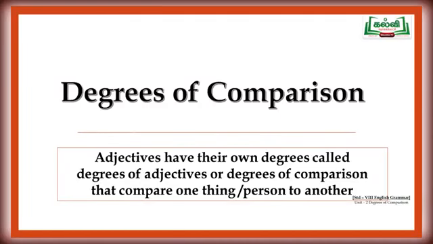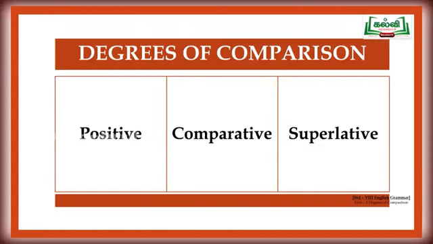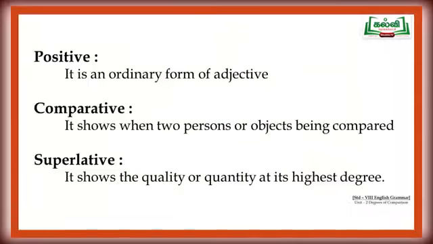And now, our session is about degrees of comparison. Adjectives have their own degrees called degrees of adjective or degrees of comparison that compare one thing or one person to another. So, here comparison is going on with the adjective. There are three forms of comparison. The first one positive, second one comparative, and third one superlative. These are the three forms of degrees of comparison. What is meant by positive degree? It is an ordinary form of adjectives.